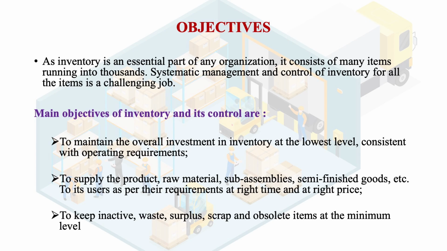Whenever we require it, at the right place, meaning the proper assembly line, it should be transported. The third point is to keep inactive, waste, surplus, scrap and obsolete items at the minimum level. You use the materials, resources, raw materials and semi-finished products, and you have to minimize waste, surplus, scrap and obsolete items. That is the minimum of the resources of the company.